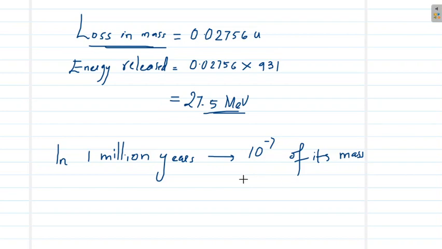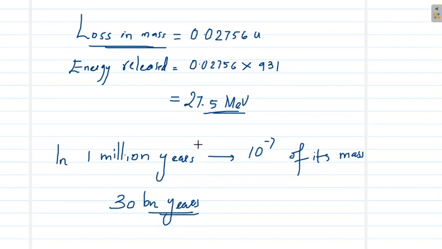So if you calculate considering the current mass of the sun and the current age of the sun, if those two factors are taken into account, then it is found that with the current rate of consumption of mass, the sun will keep going on for another 30 billion years based on the amount of consumption of mass within the sun.